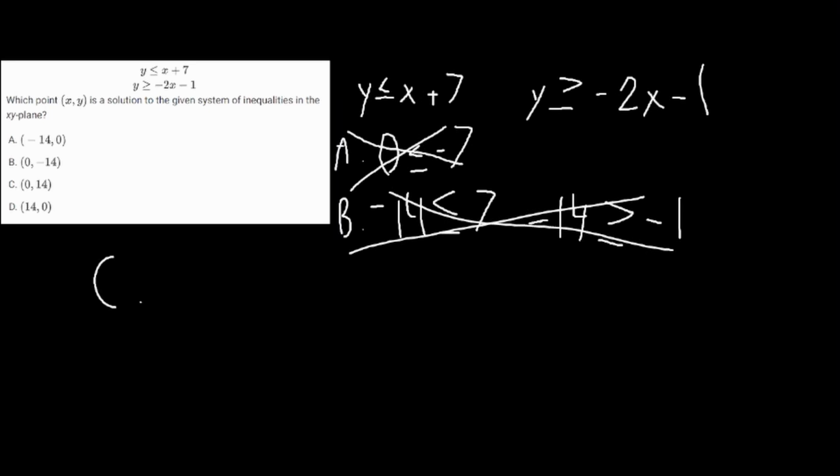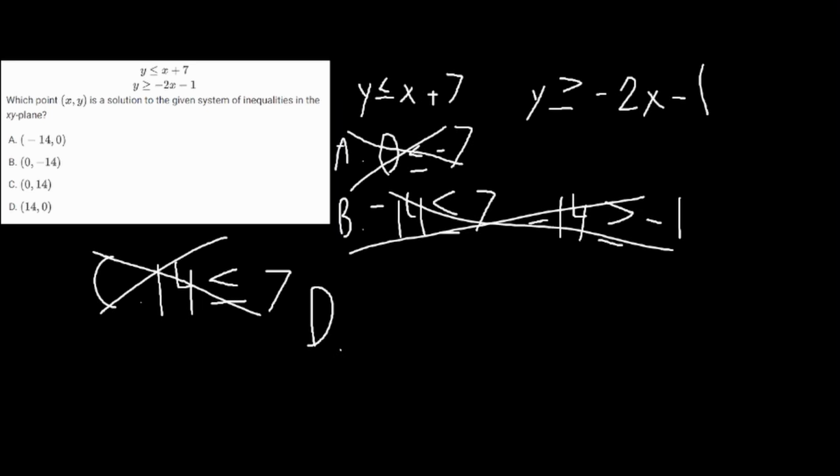Trying answer choice C, we will get 14 is less than or equal to 7. Once again, this is incorrect. 14 is greater than 7, so it is not answer choice C. And while we now know it is answer choice D, let's just confirm it to be 100% sure.